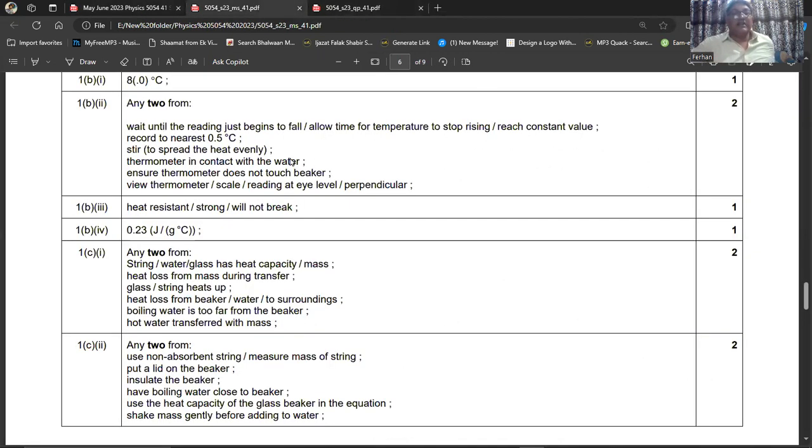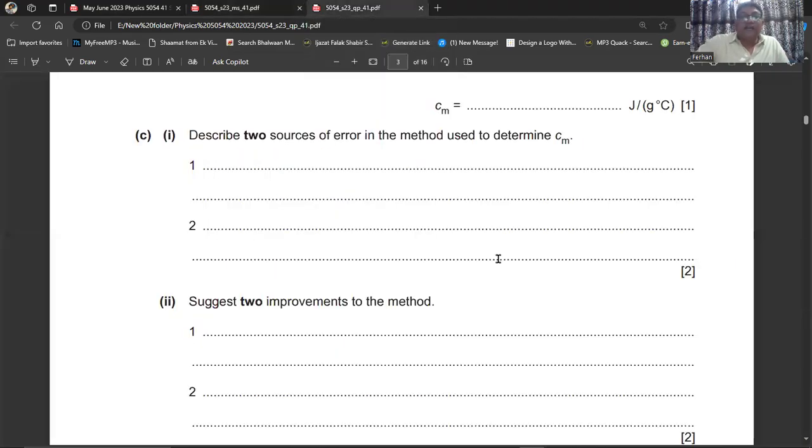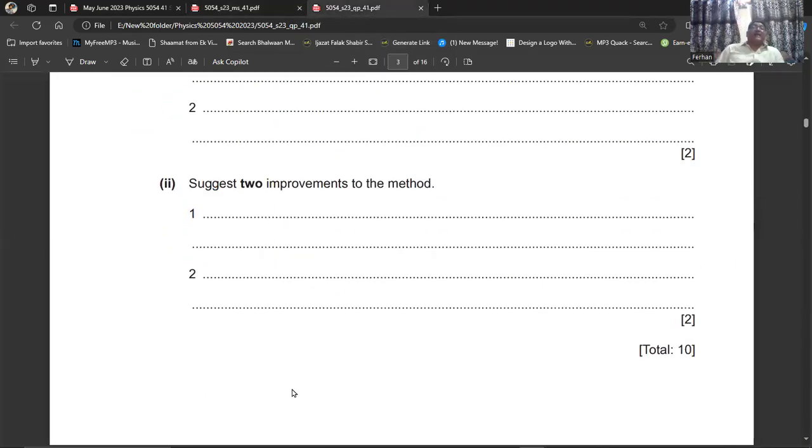Okay, then let me show you, this is the marking scheme. You can pause the video, you can read this answer. I hope you can write a better answer. So just two improvements to the method. This is the C second part.